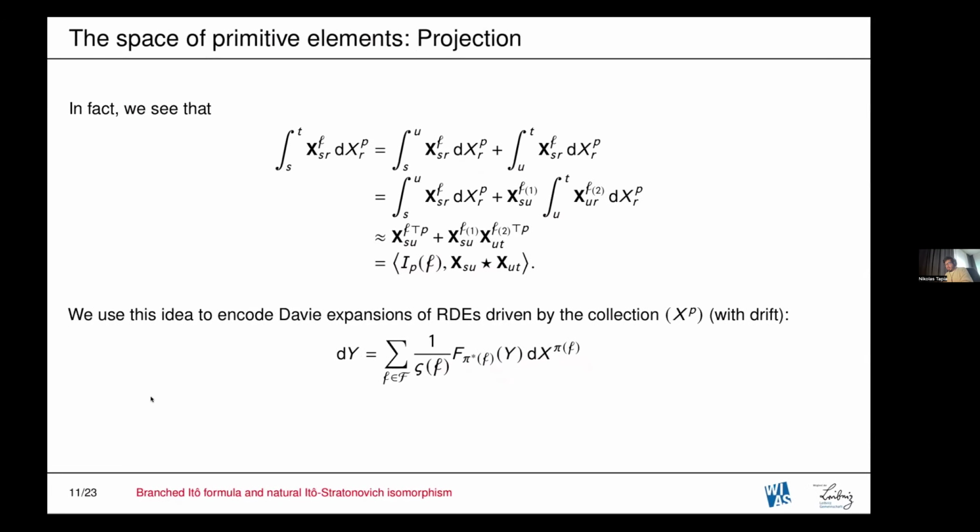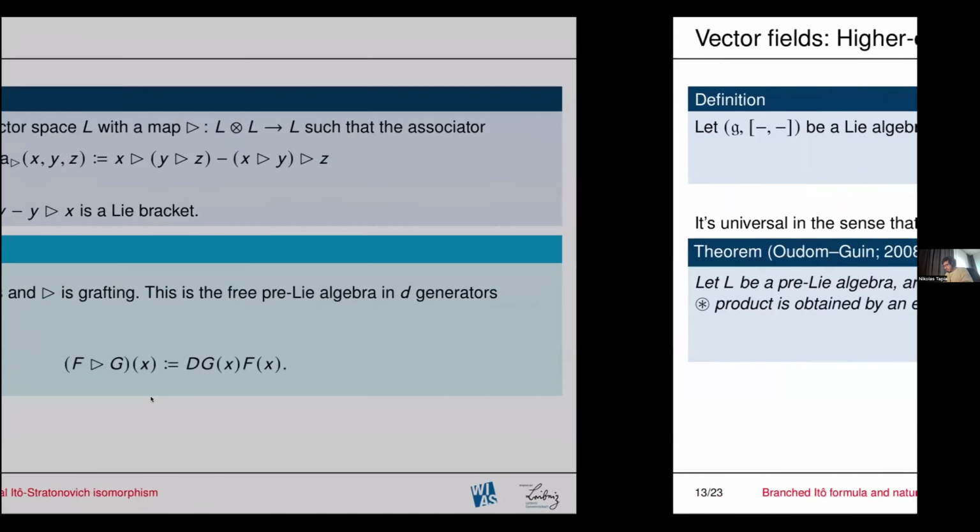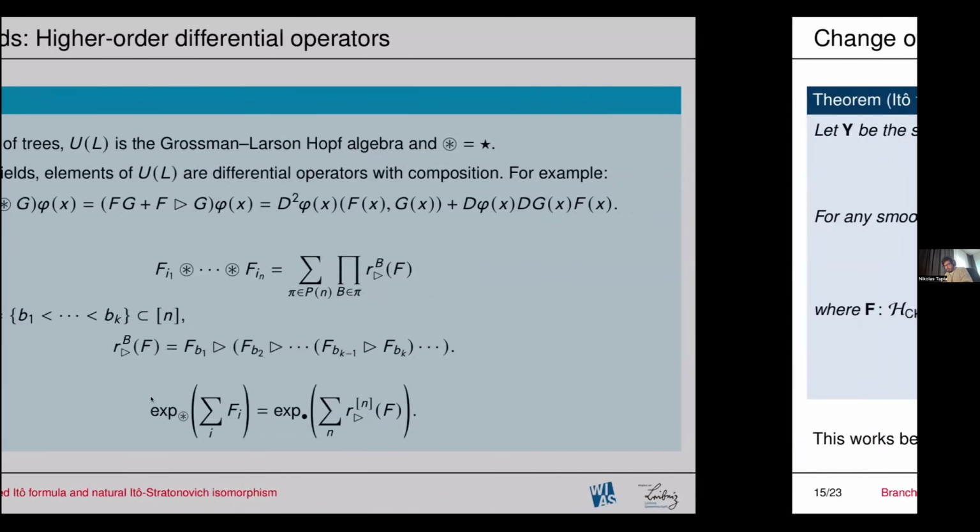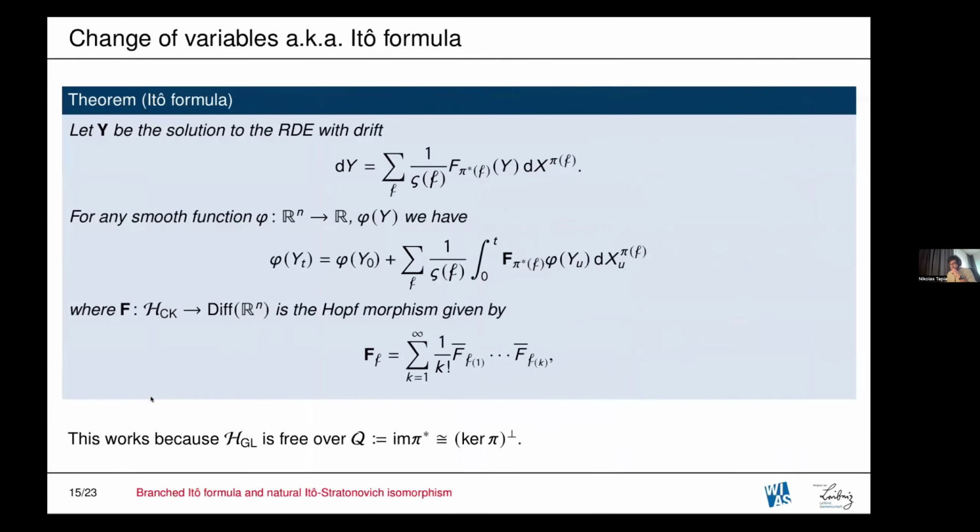And now, in this full generality, since I don't have much time, I'm just going to skip to the actual result. I can write the actual Itô formula. So I take a solution to an RDE, in the sense of having a particular B-series expansion. And then for any smooth function phi, I can write the value of phi at y with respect to the value at 0, plus a sum of iterated integrals with some differential operators acting on phi.